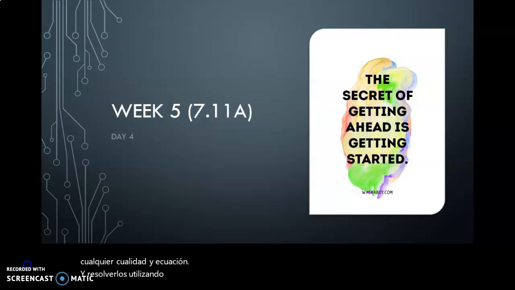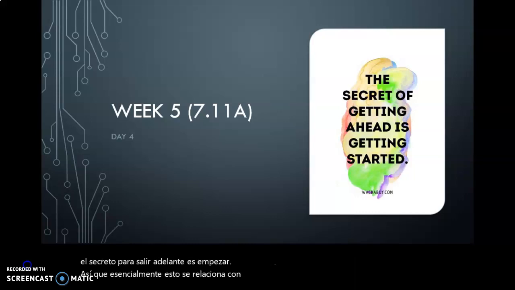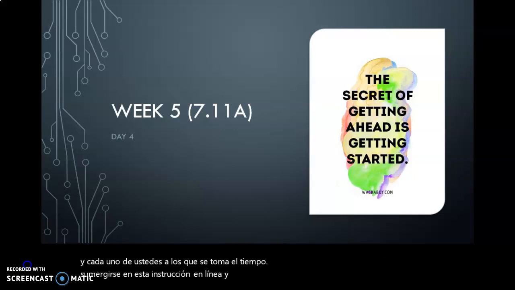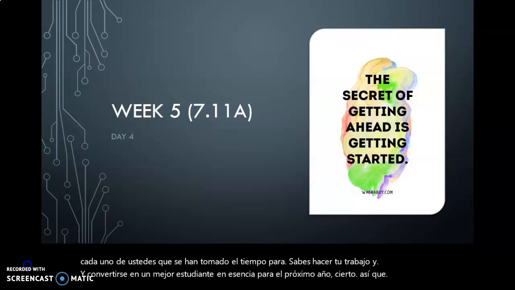So today we're going to start with the quote that says the secret to getting ahead is getting started. Essentially this ties into the fact that first and foremost, I want to commend each and every one of you that has taken the time to dive into this online instruction, and not only that, but you have surpassed any and every misconception you may have had. I'm just very, very proud of each and every one of you that have taken the time to do your work and become a better student in essence for next year, right? So yeah, guys, let's just move into it.